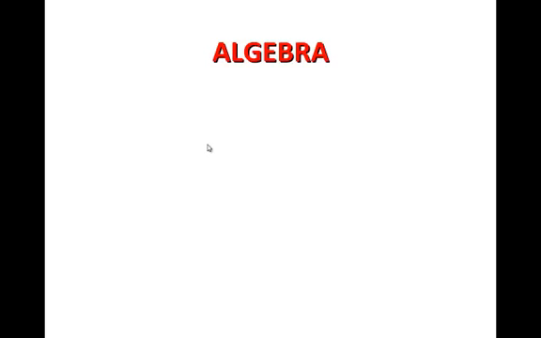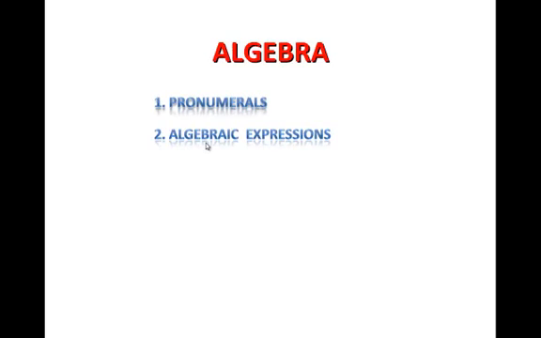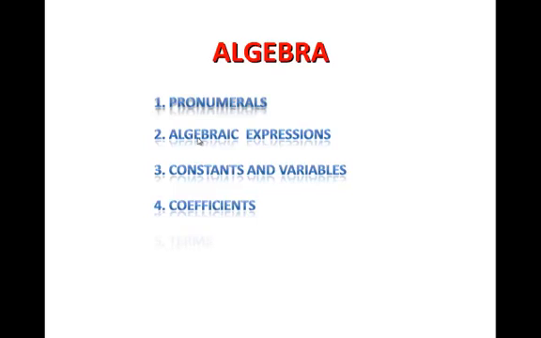Some basic terms of algebra are pronumerals, algebraic expressions, constants and variables, coefficients, and terms. We need to understand these 5 definitions to understand what algebra is.